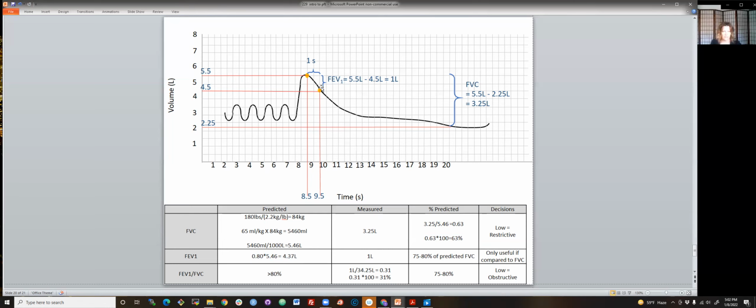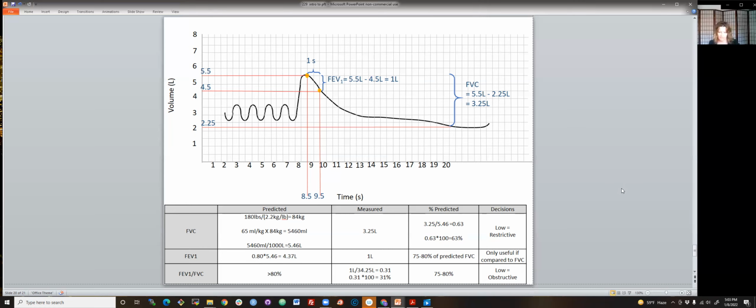From these dots, you can draw a line all the way to the left to see what that volume exhaled in that 1 second was. And it looks like we're landing on 4.5 here. And our peak of inspiration, we knew already, was 5.5. So our FEV1 is equal to 5.5 liters minus 4.5 liters, which is 1 liter. So we put our 1 liter here in our measure.